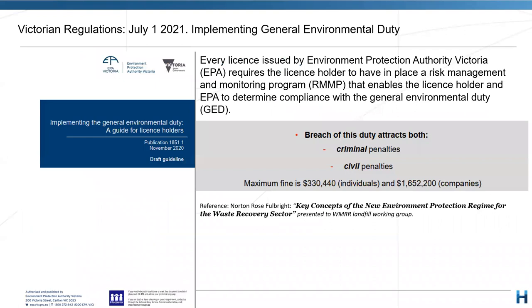I mentioned before, I think, that every licence issued by EPA Victoria requires a licence holder to have in place a risk management and monitoring program. This enables the licence holder and EPA to determine compliance with the general environmental duty. So what does that mean? It means there'll be various measures in our leachate management systems and our environmental systems more generally on landfills, where we will have metrics that measure the compliance with the operation of those systems. They might be measures like leachate level on top of the liner, or they might be maintenance records to show that we're maintaining such things. So there'll be different ones. They've actually put some pretty big penalties around not complying with this, and those numbers are there in front of you.